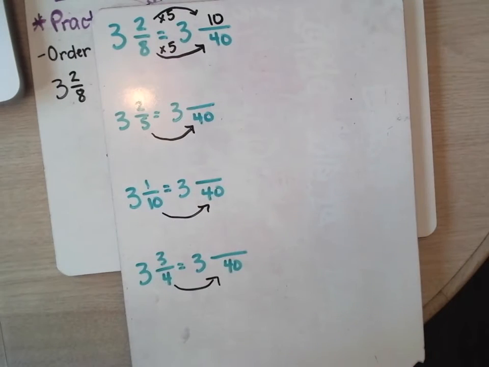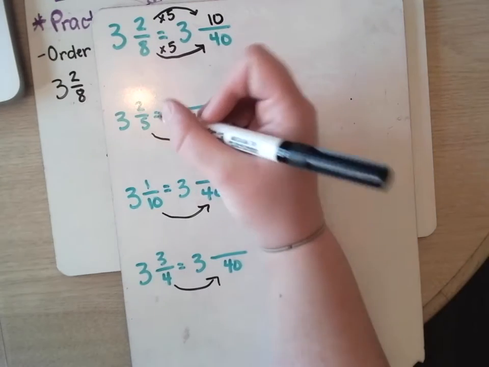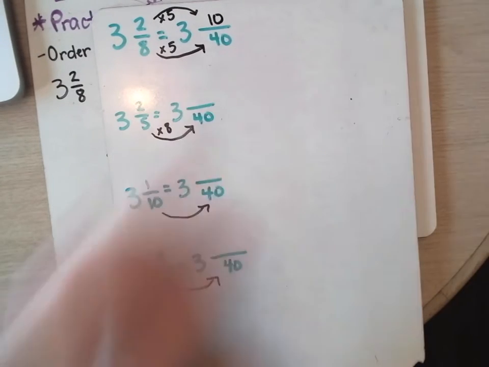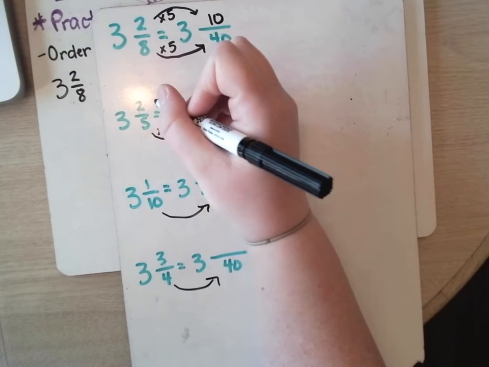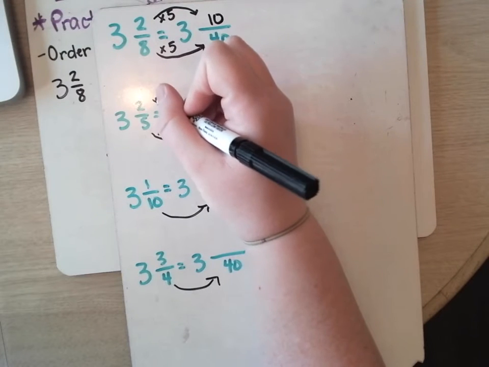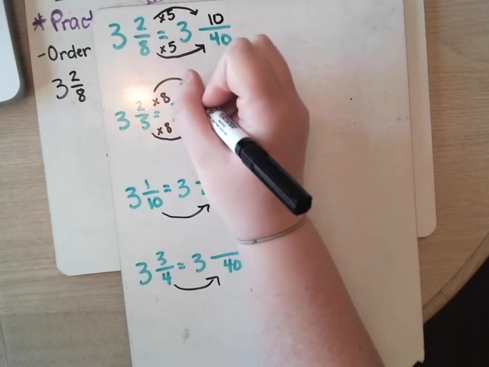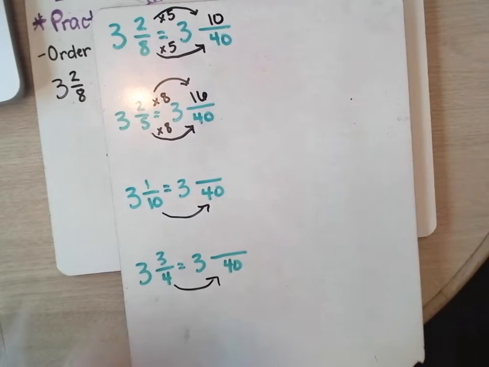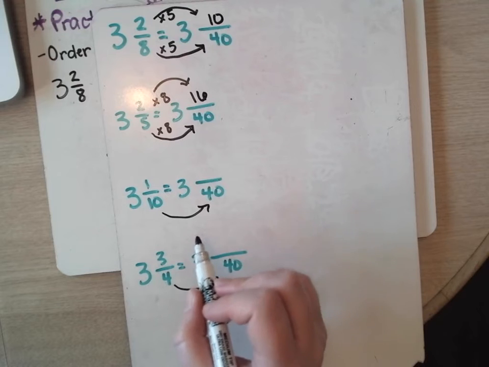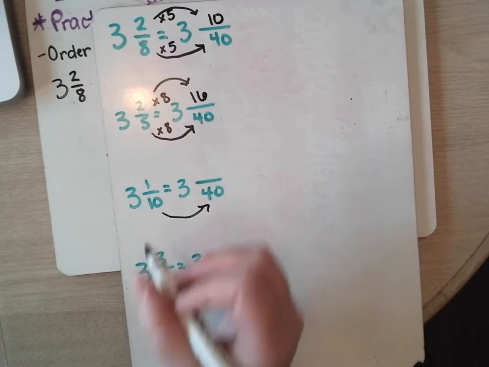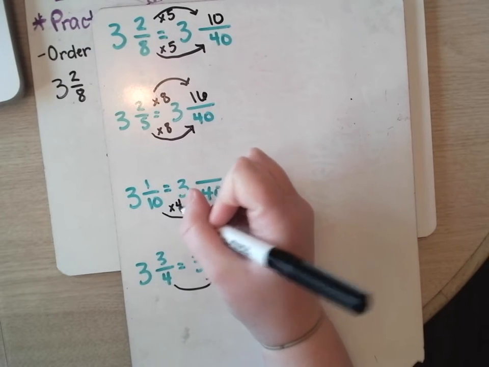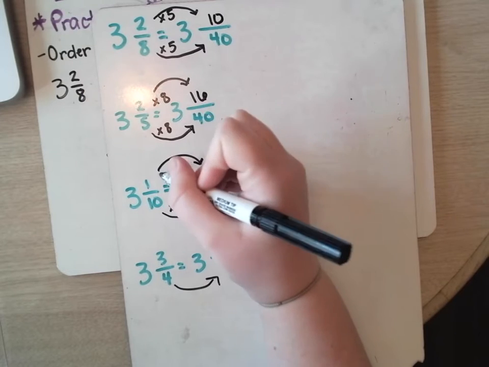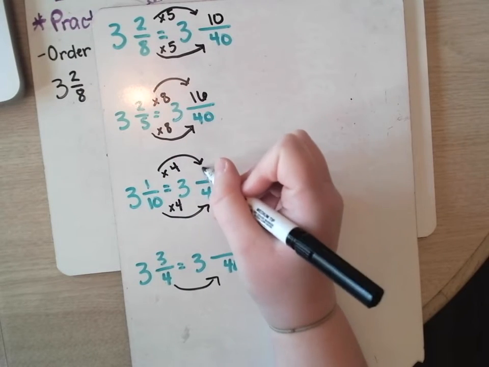Looking at the second one, how do I go from 5 to 40? Well, 5 times 8 equals 40. So I have to do the same thing to the numerator. So 2 times 8 equals 16. I come down to the next one. How do I go from 10 to 40? Well, 10 times 4 equals 40. 1 times 4 equals 4.